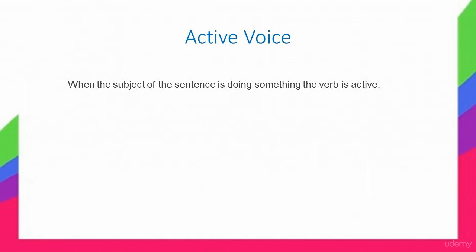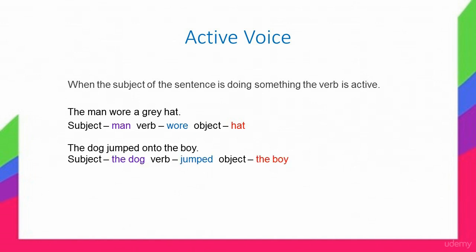The active voice is when the subject of the sentence is performing the action. For example, the man wore a grey hat. The man is the subject. The active verb is wore and the object is a hat. The dog jumped onto the boy. The subject is the dog, the verb is jumped, and the object is the boy.